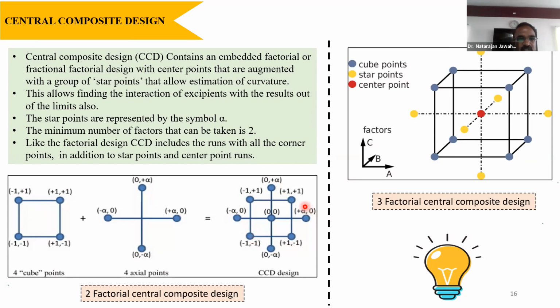So this covers the region apart from the limit. That's why I told this design is more suitable if we don't know what the upper limit and lower limit are; then I can use this central composite design. This is the 2 factor central composite design, and this is the 3 factor central composite design. These are the cube points, and this red color is the center point, and the yellow color denotes the star points.